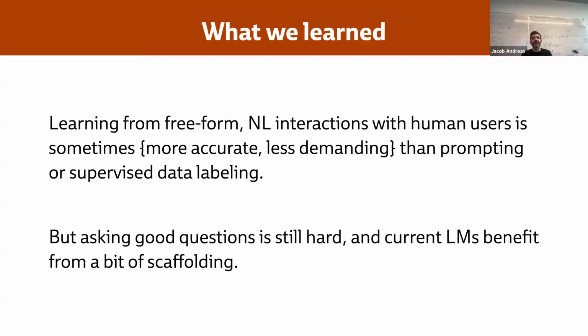Okay. Summarizing this section, the high-level takeaway is that learning from free-form natural language interactions with human users is sometimes both more accurate, and actually I skipped over that slide, but less cognitively demanding when you ask people interview questions about their cognitive load, than the traditional techniques that we've used for getting information out of people's heads and into models. At the same time, current models at least seem to struggle with asking really good questions or interpreting the results of really discriminative questions, and benefit from a little bit of scaffolding that helps them figure out things more explicitly.